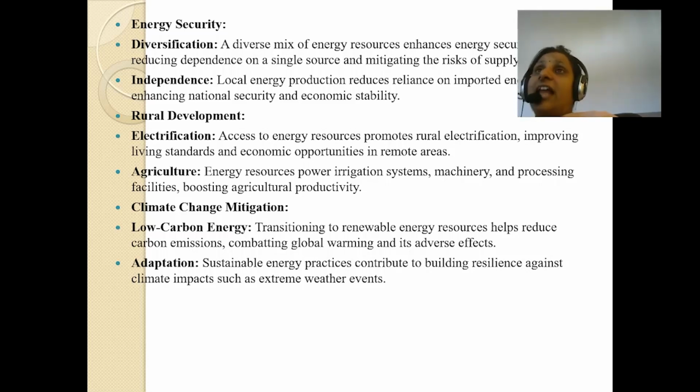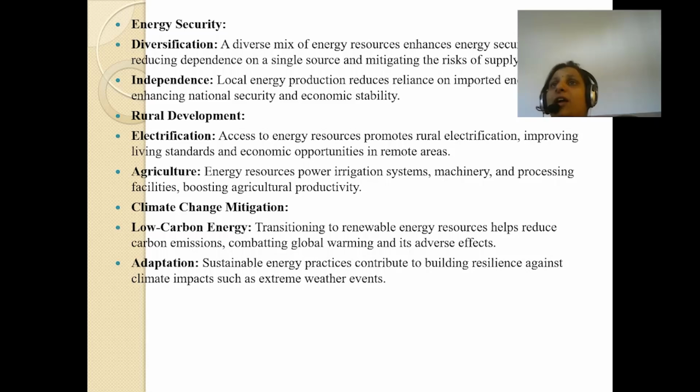Like in our home, we have scooters, we have bikes, we have a car. For what? So that they can be used for different purposes. So if we have a diverse mix of energy resources, then obviously the security of energy is enhanced, so that you are not dependent on a single source, and it can mitigate the risk of supply disruption.